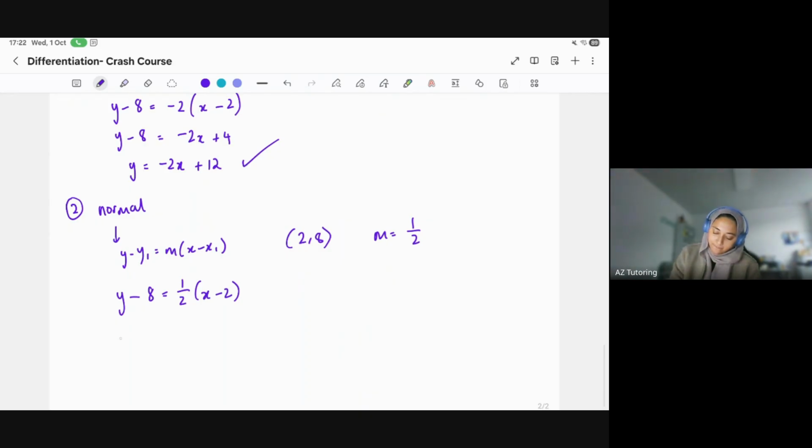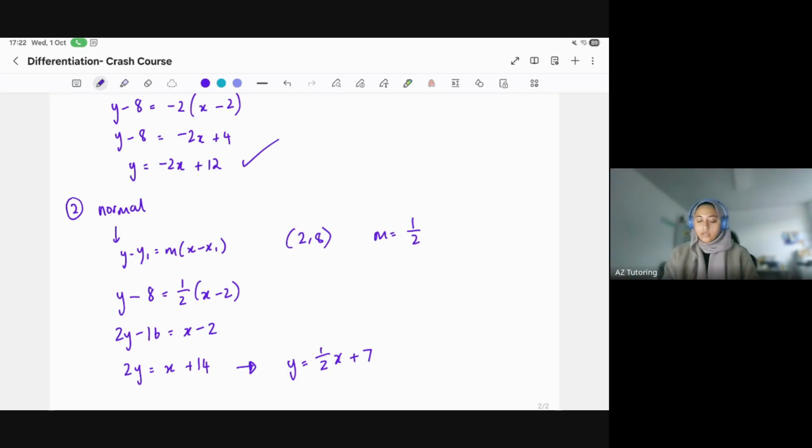Let's expand that. Actually, I'm going to times this 2 up over here. 2y minus 16 equals x minus 2, just to make it easier to simplify. Plus 16 to the other side. 2y equals x minus 2 add 16 is 14. So I'll just leave it like that. But to be fair, if they said we put it in the form y equals, just divide the whole thing by 2. So it's a half x plus 7. But they'll always tell you what form in the exam questions that they give.